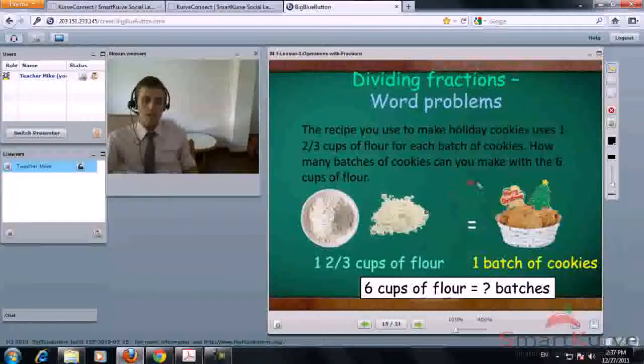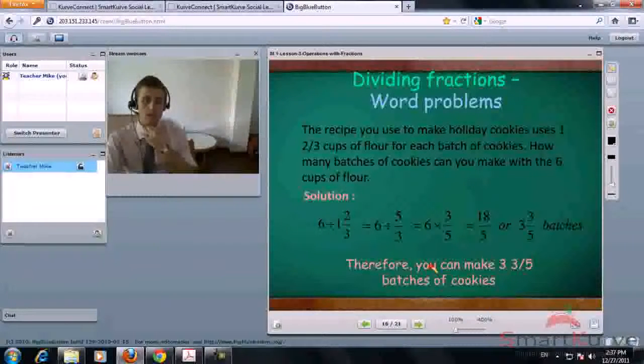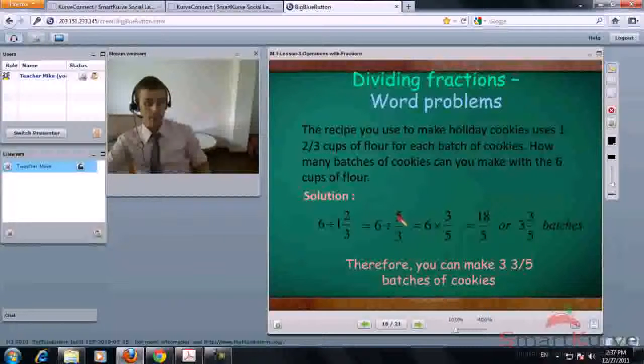The recipe you use to make holiday cookies uses 1 and 2/3 cups of flour for each batch of cookies. How many batches of cookies can you make with the 6 cups of flour? Well, 1 and 2/3 cups of flour, 1 batch of cookies. 6 cups of flour, how many batches? 6 divided by 1 and 2/3. 6 divided by 5/3. 6 times the reciprocal, 3/5, 18/5, or 3 3/5 batches of cookies.